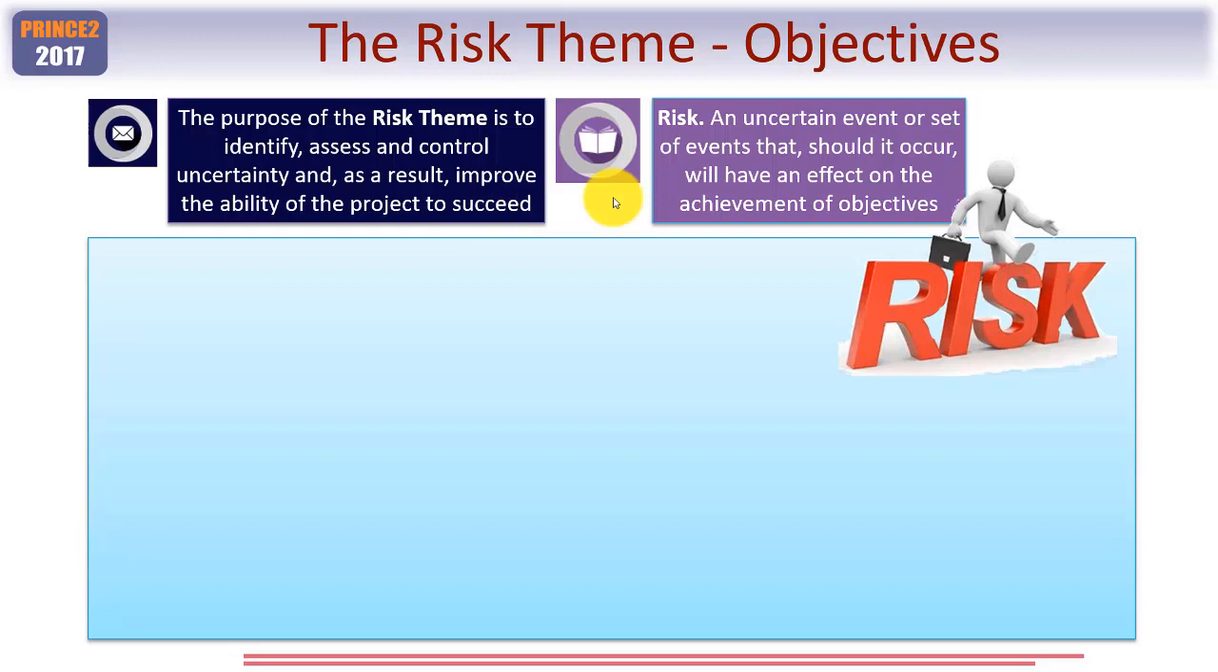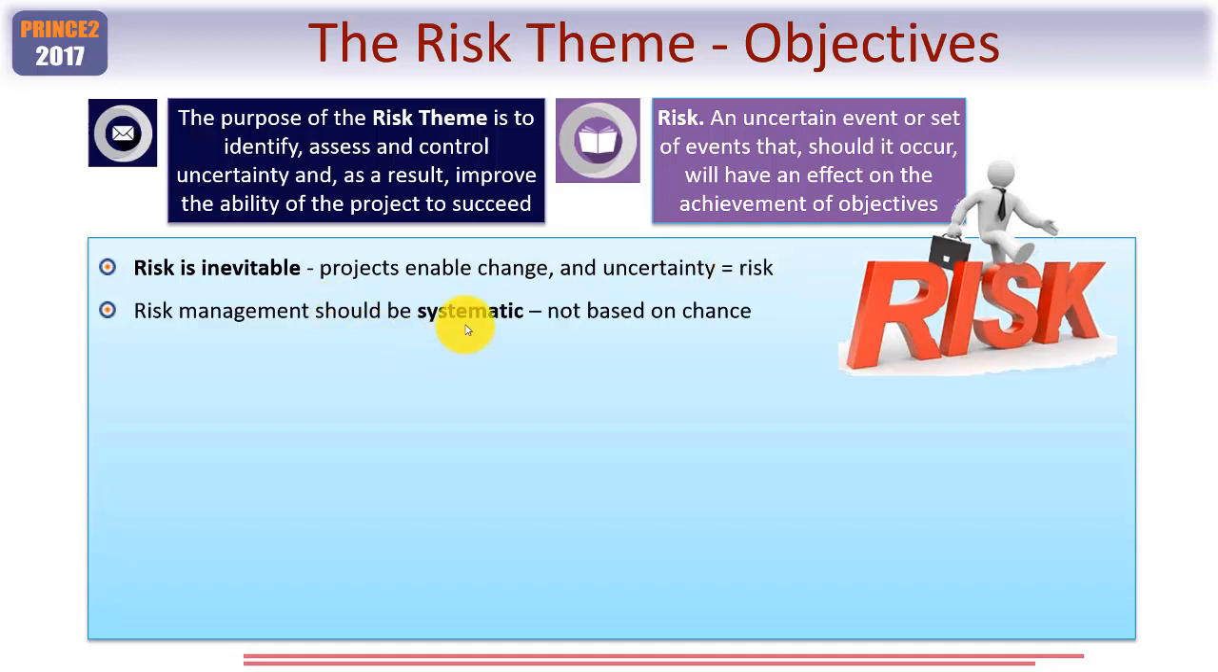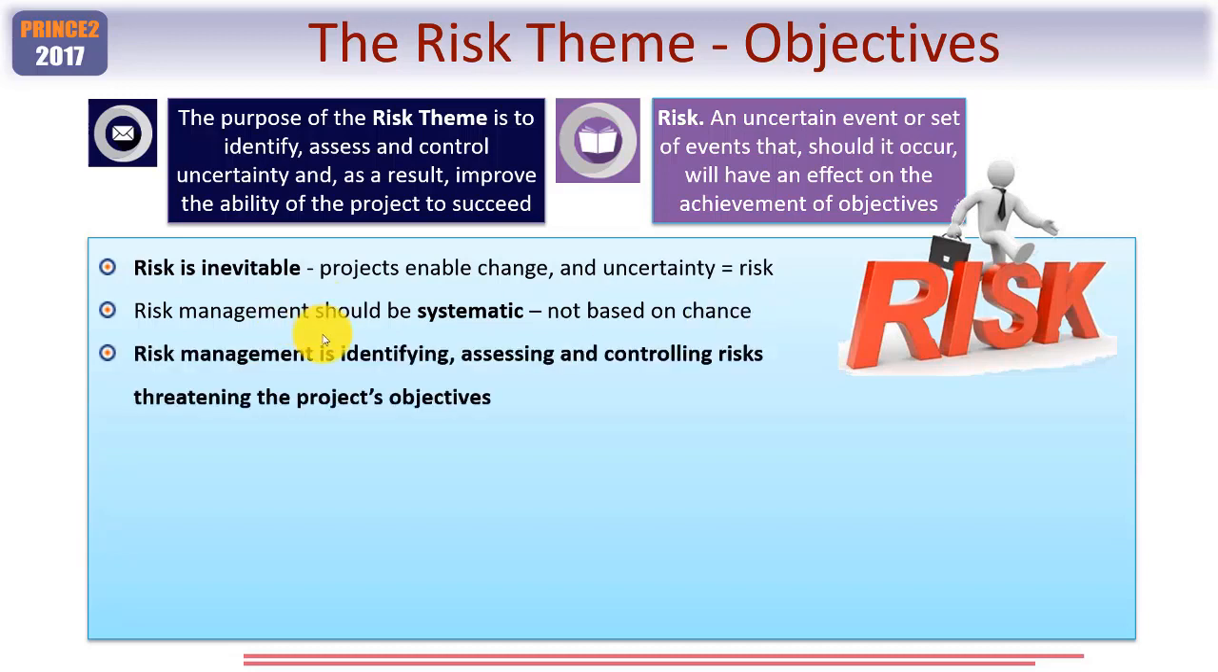So now a few points about risk in general. First of all, risk is inevitable because, of course, projects enable change, and therefore you'll always have some form of uncertainty, which of course is your risks. Now, risk management should be systematic, not based on chance or ad hoc actions. And as you would expect, PRINCE2 will give you such a system. Now, risk management is, as it says up here, identifying risks in the first place, assessing them, and then going on to control them, and thereby protect the project's objectives.